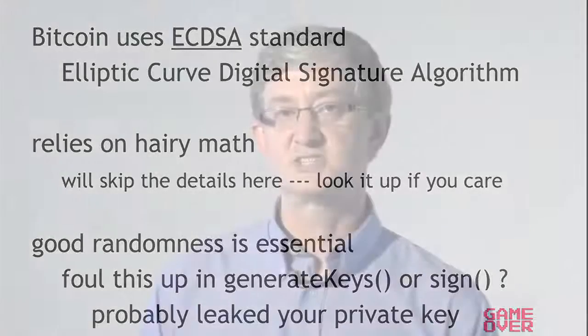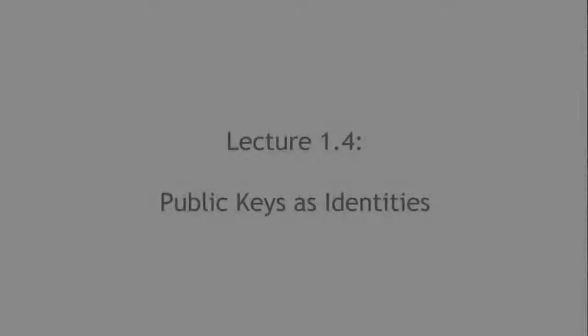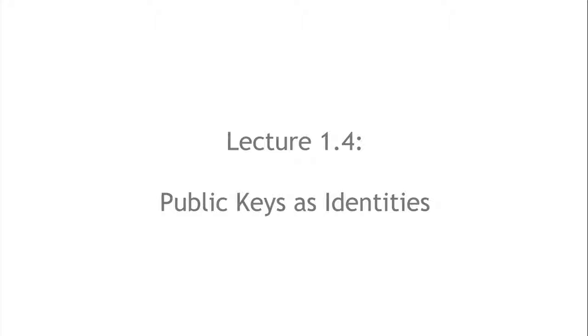So that completes the discussion of digital signatures as a cryptographic primitive. In the next segment, we'll move on and talk about some applications of digital signatures that will turn out to be useful in building cryptocurrencies. In segment 1.4, having covered digital signatures, we'll talk about a nice trick that goes along with them.